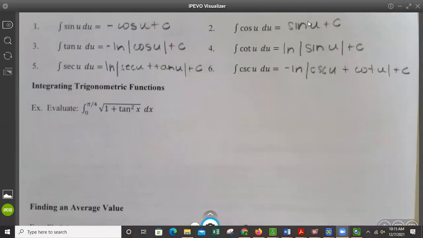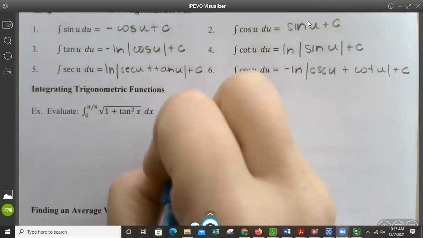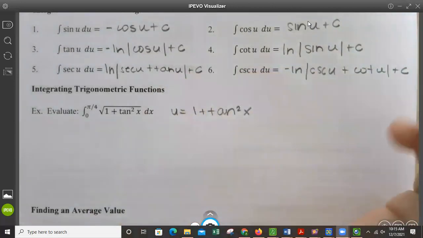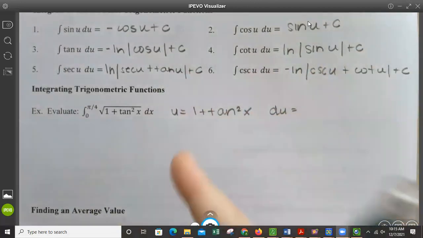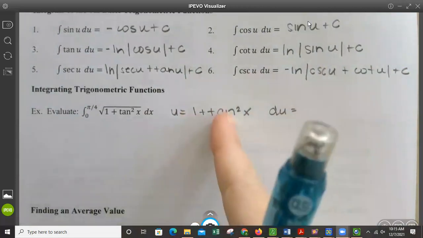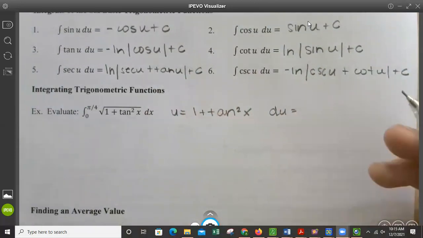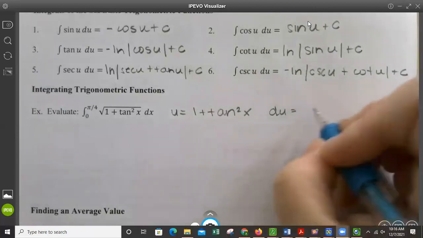All right, so evaluate the integration from 0 to pi over 4 of the square root of 1 plus tan squared x. What's your u going to be? So then what should du be? What's the derivative of 1? What's the derivative of tan squared x? Is it secant to the 4th? It's just going to be secant squared x.